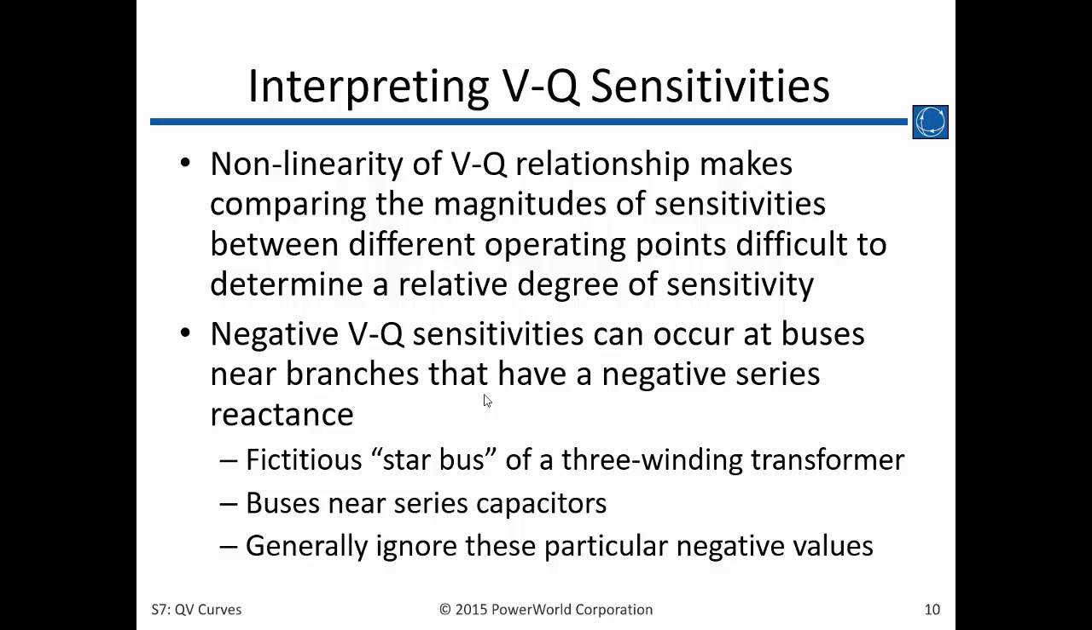Negative VQ sensitivities can occur at buses near branches that have a negative series reactance. Because of that, you can't always say that a negative VQ sensitivity is necessarily bad. Usually it is, but there are situations where it's acceptable. Those situations are at a fictitious star bus of a 3-winding transformer, because 3-winding transformer equivalent models may have a negative impedance, and buses near series capacitors, because series capacitors have a negative reactance. We generally ignore these particular negative values, but you have to know that they're negative VQ sensitivities because of one of these situations.